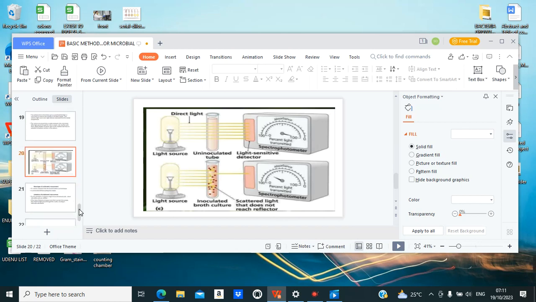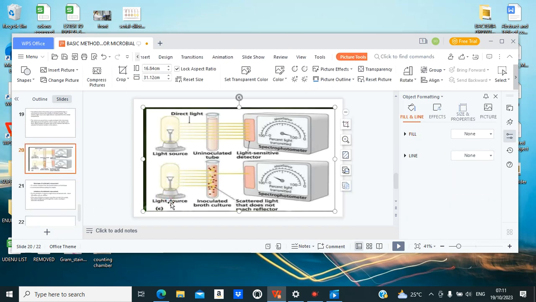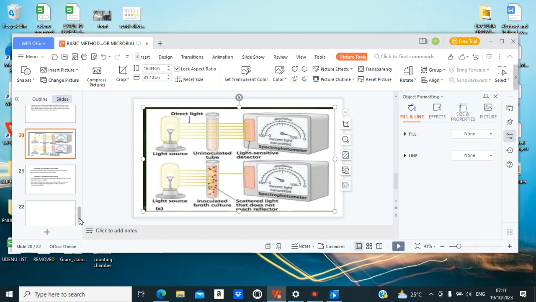And for that, I'll be giving you guys an assignment on how do we calculate microorganisms using the colorimeter. So that's the assignment for the day. Kindly do this assignment and submit in our next class.